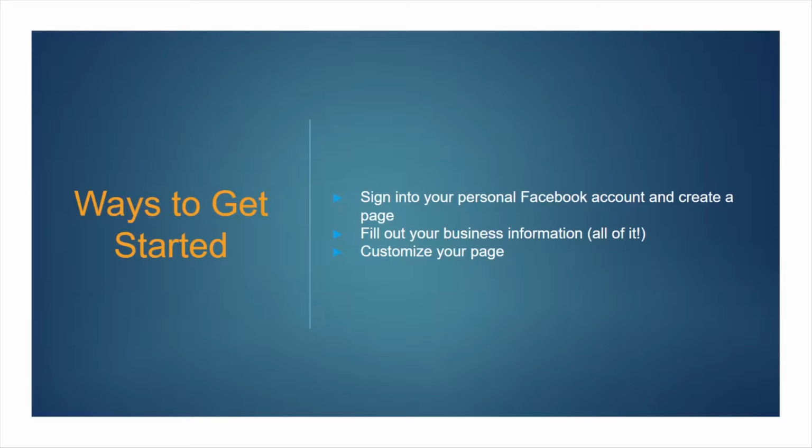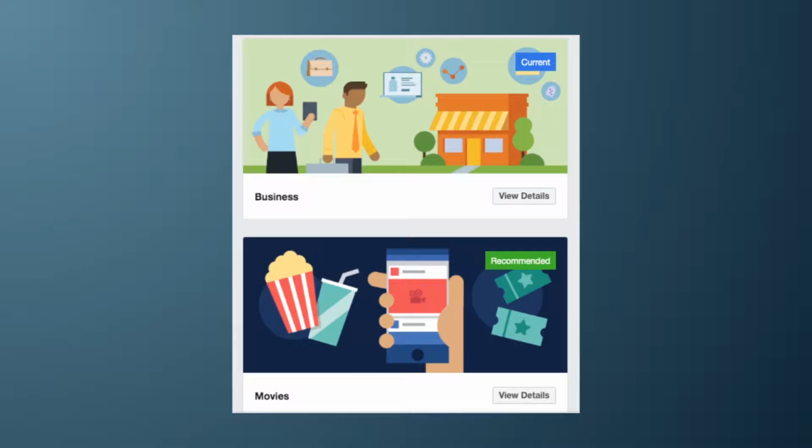We want you to then customize your page by choosing a template, and there's going to be different templates that you can choose based on the type of business you are. So you can see if you're a business, choose business. If you are a movie theater or you're talking about movies, you're going to want to choose that. And there's several other ones, but it's a template. So when you click view details, it will take you to what that setup's going to look like and include information you may not have thought about.